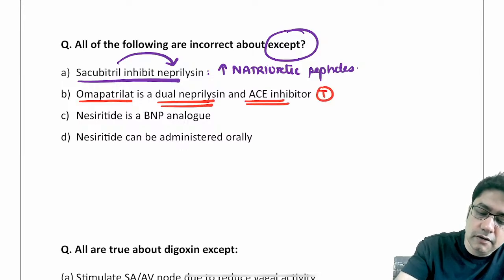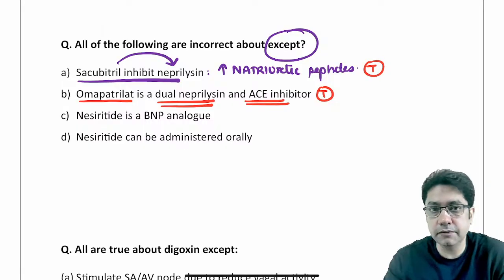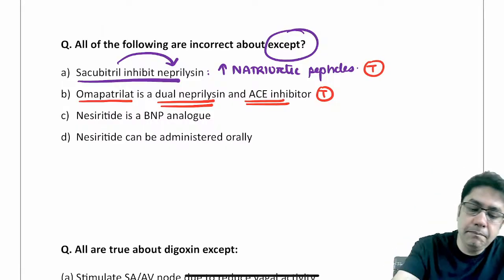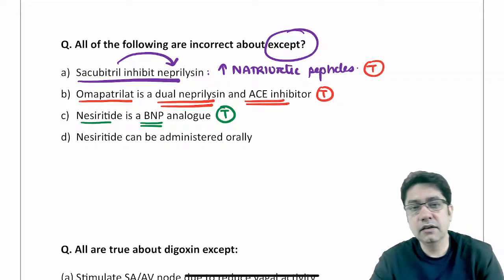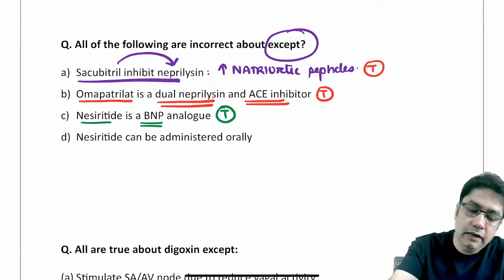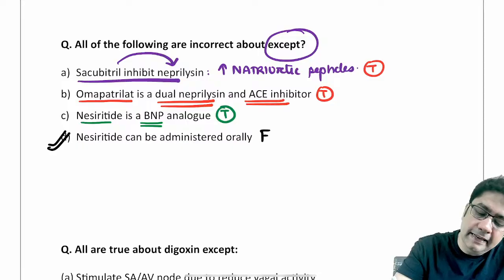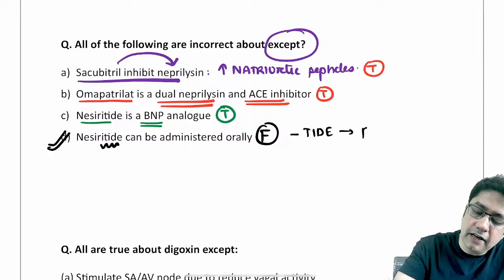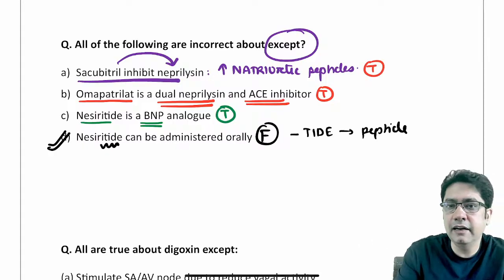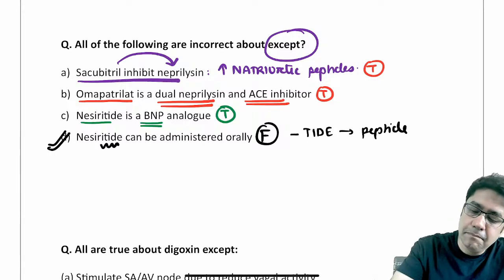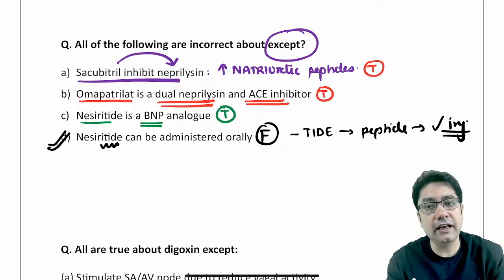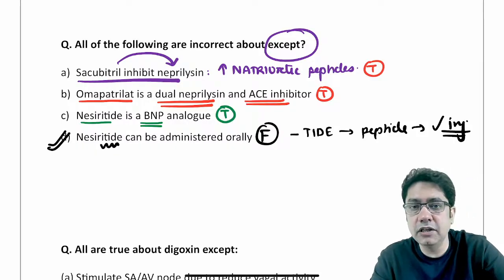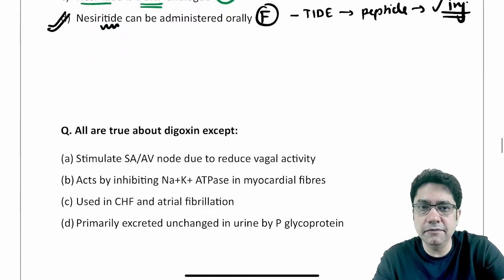True statement. So it is an INI-CET question and NEET question. Nesiritide is a BNP analog. Yes, nesiritide is a brain natriuretic peptide analog. And nesiritide can be given orally. Now this is a false statement. Remember, any drug that ends with the word tide is a peptide. Teriparatide, octreotide, nesiritide. Peptides are only given by injection. Peptides are not absorbed orally. They cannot be given orally. The reason is that pepsin and trypsin enzymes in the GIT will degrade the peptide.